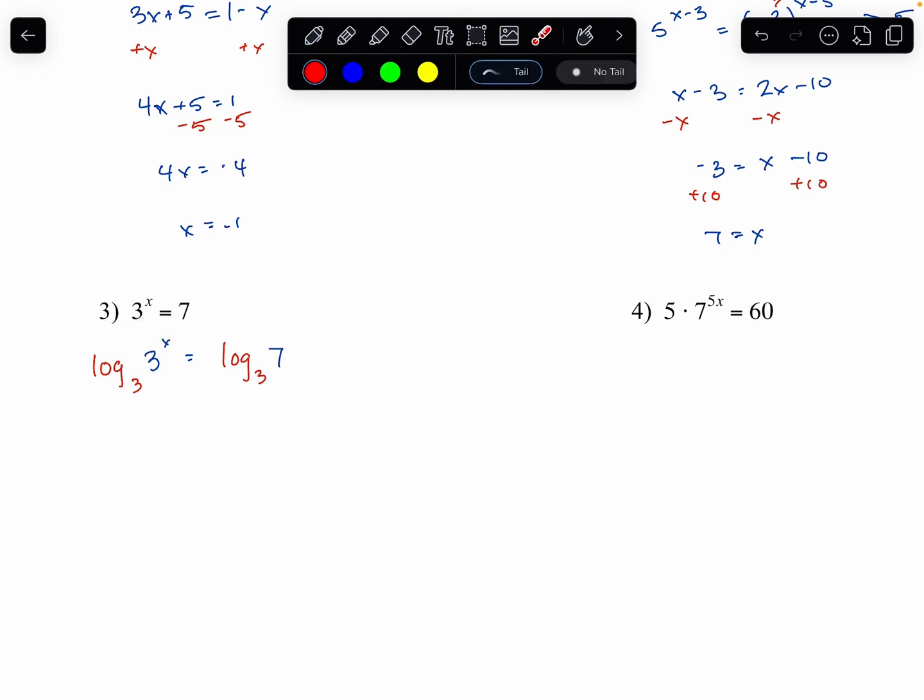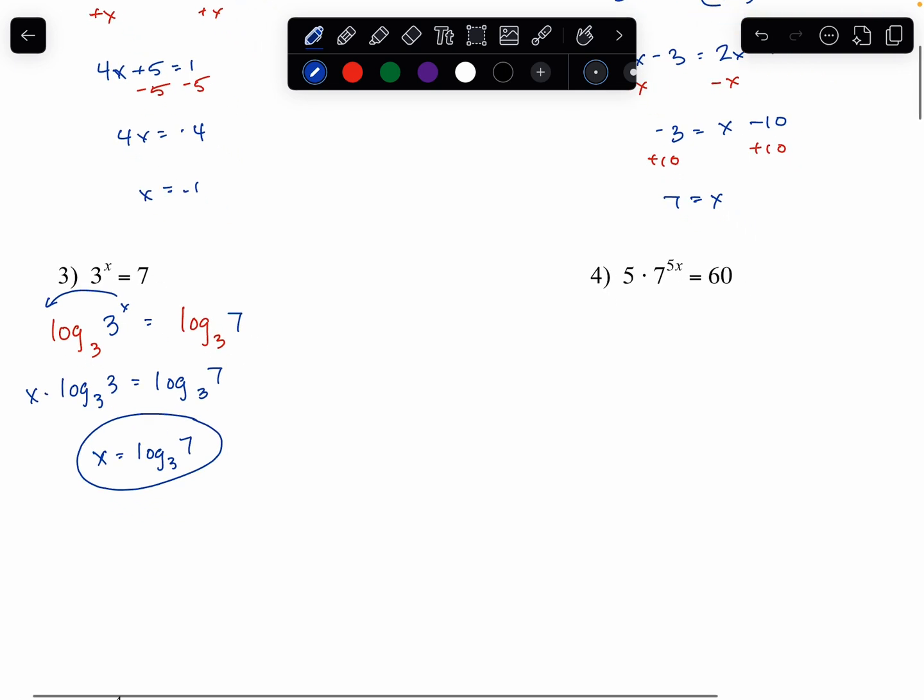Typically I would just say those cancel, and they do, but if you use the properties, so x times log base 3 of 3 equal to log base 3 of 7. So if we use our properties from 5.4, meaning I can move this to the front spot as the coefficient. That's one of the properties of logarithms. Now a log base 3 of 3 is equal to 1, so then I get x is equal to a log base 3 of 7. And that would be the exact answer to that.